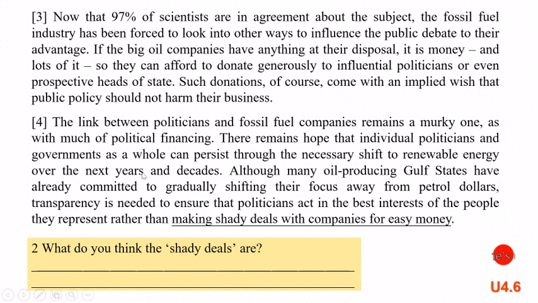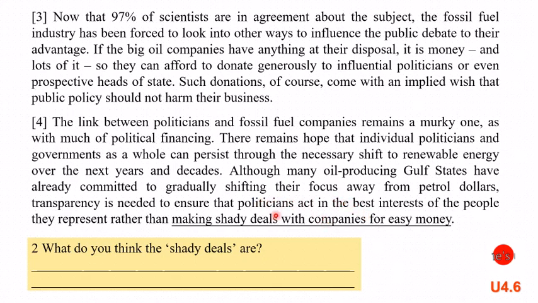So when you look at these part, although many oil producing states or countries have already committed to gradually shifting their focus away from petrodollars, that means most of the countries there should no longer focus on petrodollars, that means the oil industry, transparency is needed to ensure politicians act in the best interest of the people they represent, rather than making such a deal with company for easy money. So probably shady deals would be some kind of transaction between the politicians and such oil companies for easy money. So that may be a kind of illegal.